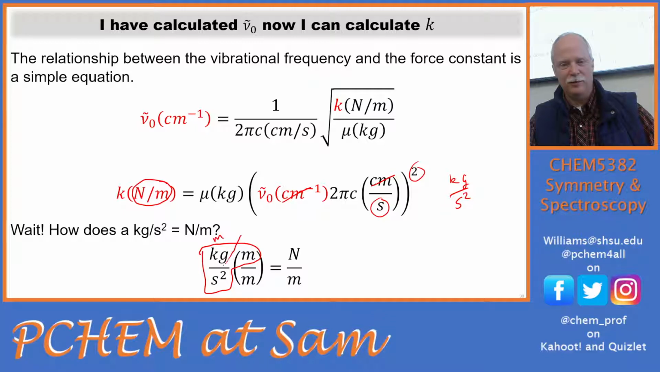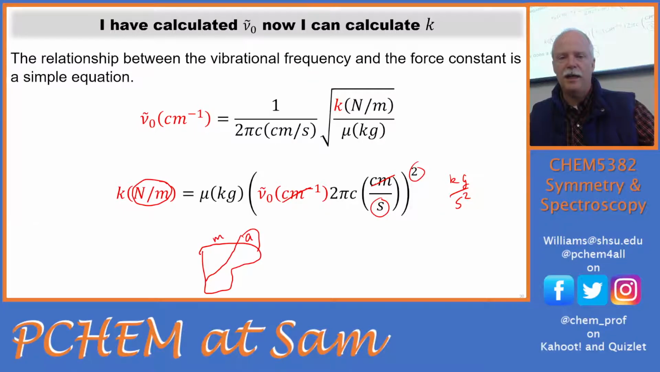Mass times acceleration, right? And a Newton is a force, and F equals ma. Mass times acceleration is a Newton. And then per meter, we're stretching that bond. And so it's how much force it takes to stretch that bond a meter. These are the two equations you use to do the derived constants. You'll derive the bond length from your rotational constant and derive the force constant from your vibrational frequency.